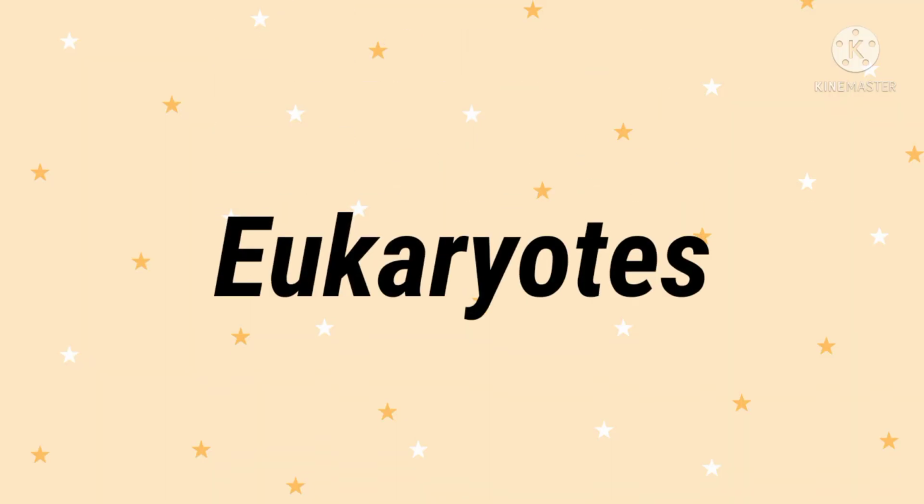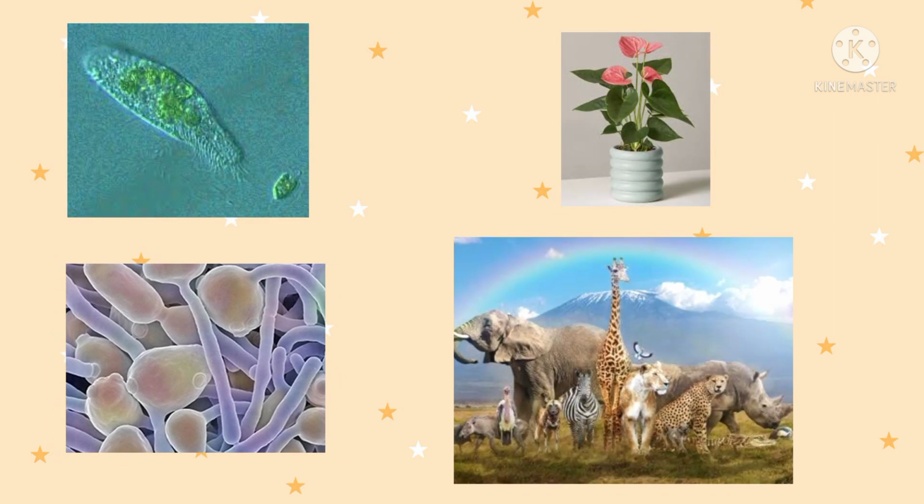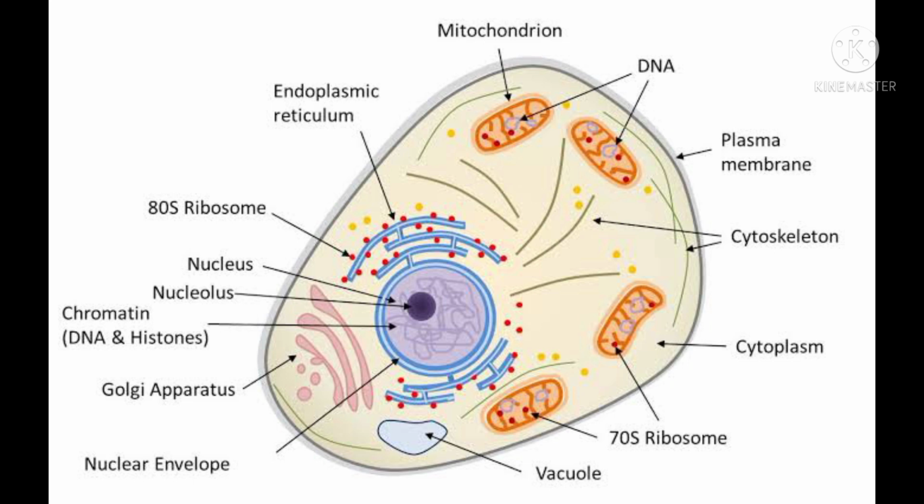Next are the eukaryotes. The eukaryotes include protists, fungi, plants, and animals. The defining feature of a eukaryotic cell is that it has a nucleus, in which the linear DNA genome is packed into one or multiple chromosomes. Eukaryotic cells also contain multiple membrane-bound organelles, including mitochondria, which are not found in prokaryotic cells.